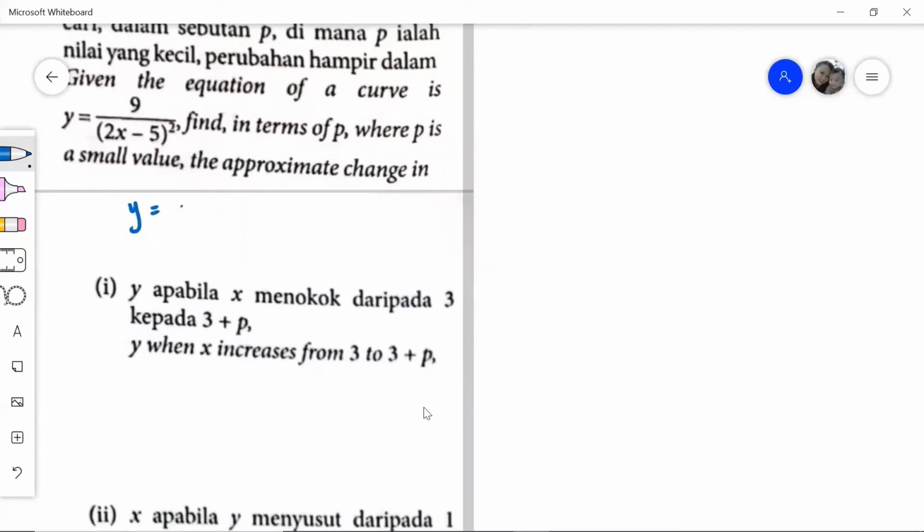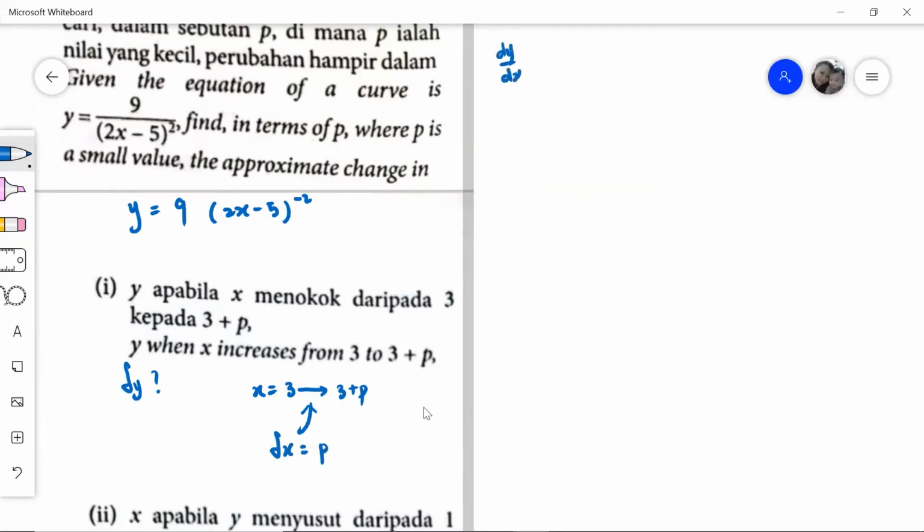Let's get the curve first: y equals 9 over (2x minus 5) raised to the power of 2, which is 9 times (2x minus 5) to the power of negative 2. Then we find the approximate change, delta y, when x increases from 3 to 3 plus p. That means there is a very small change in x, which is p. So we shall use this. Therefore, let's find dy by dx first.